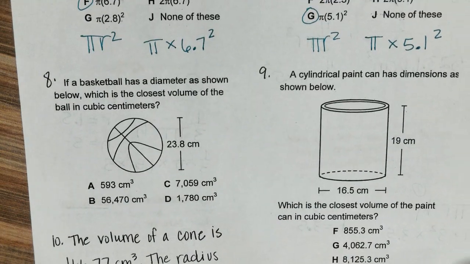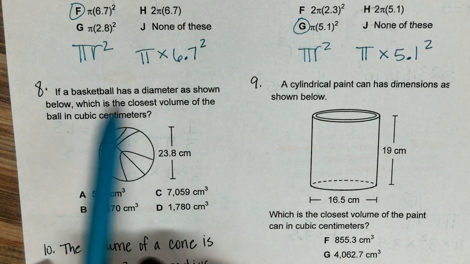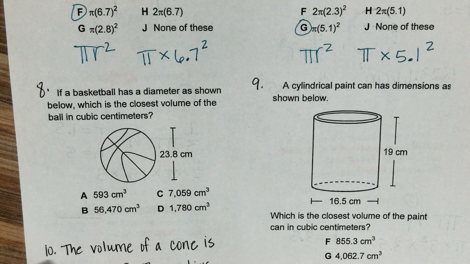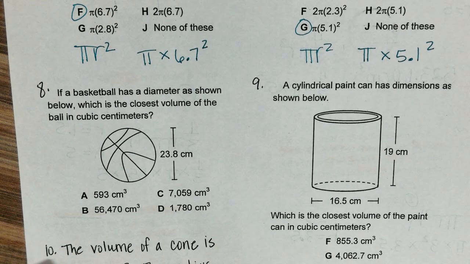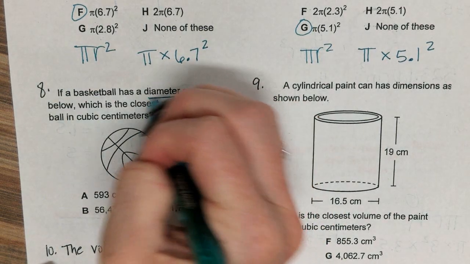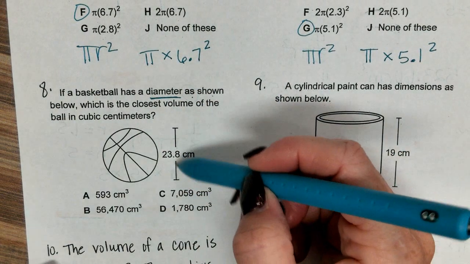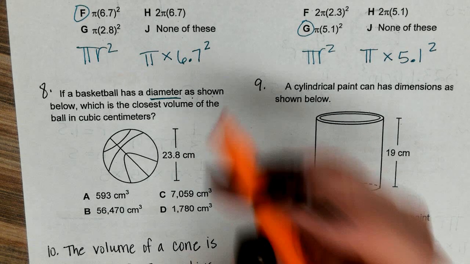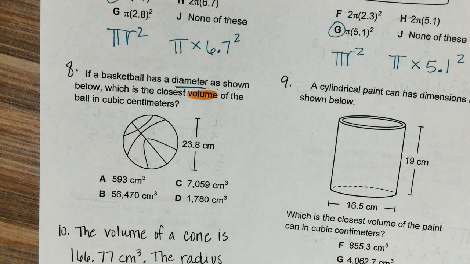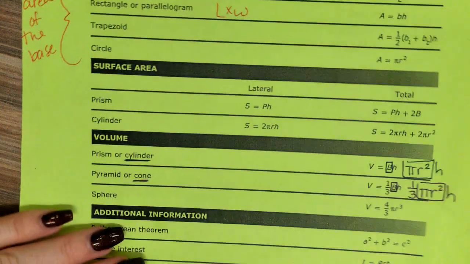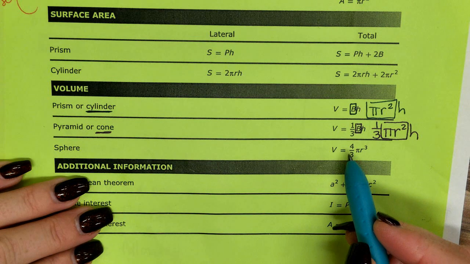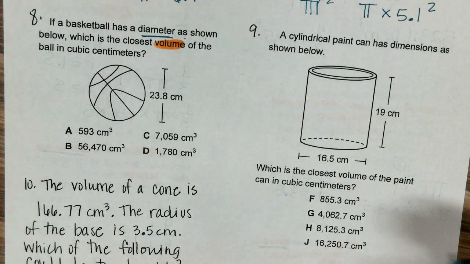Okay, number 8. If a basketball, now this one didn't say anything about a sphere, so you have to know a basketball is a sphere. Yes? If a basketball, and then right here, because I know somebody asked a question, it told you has a diameter as shown below. They're telling you that is the diameter, which is closest to the volume. We know this is a sphere, so we go to volume of a sphere, and we write down 4/3 pi r cubed.